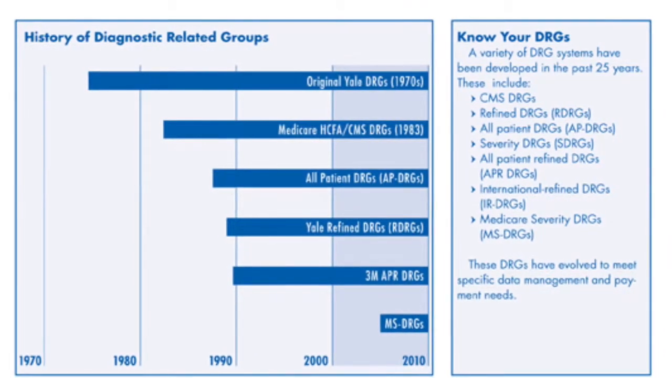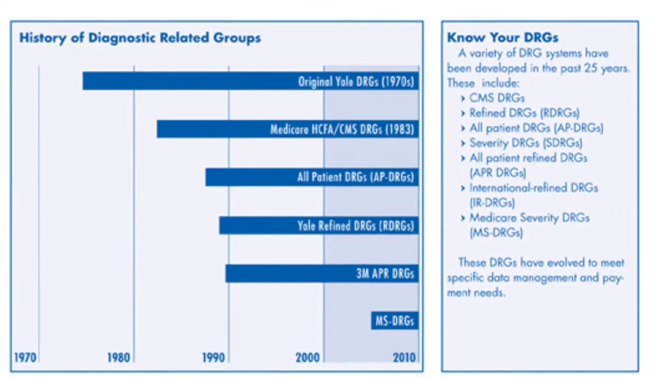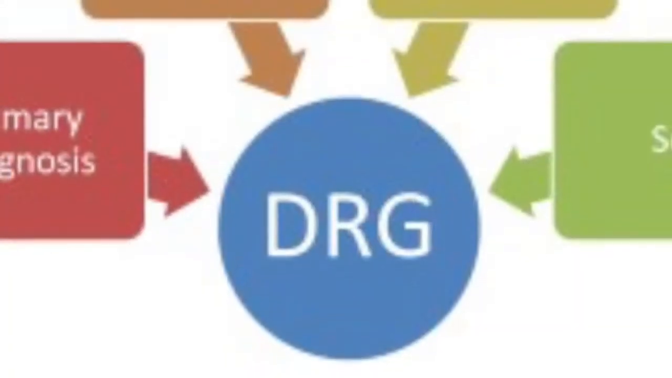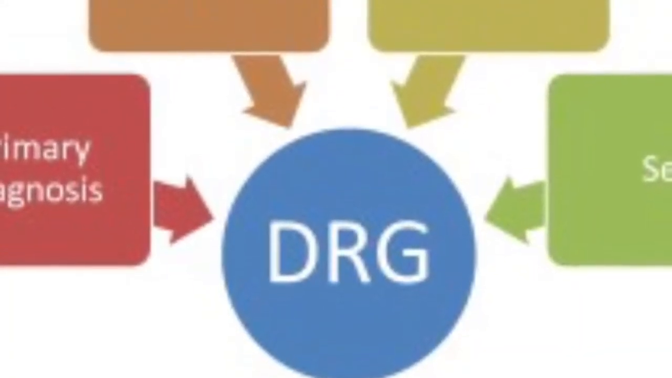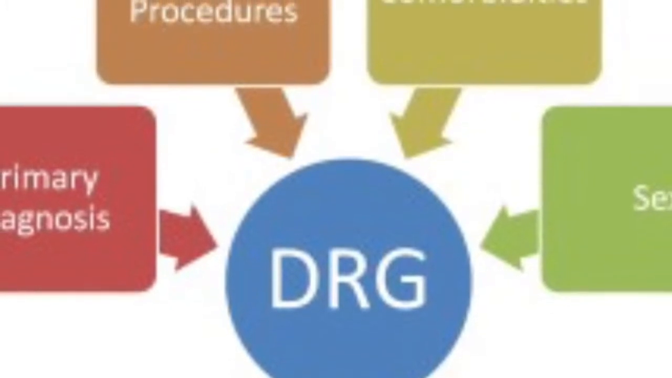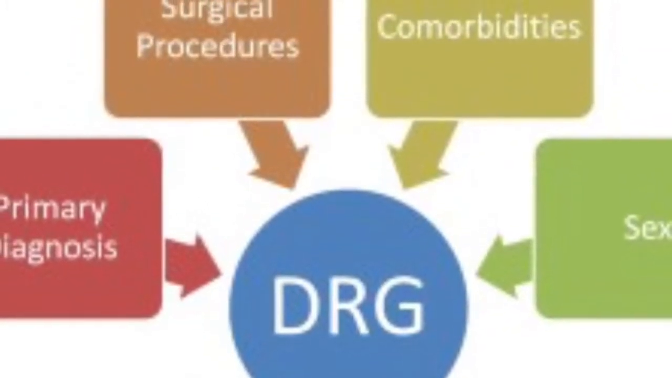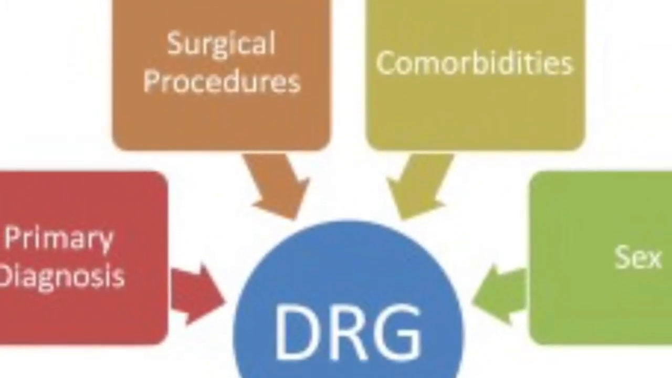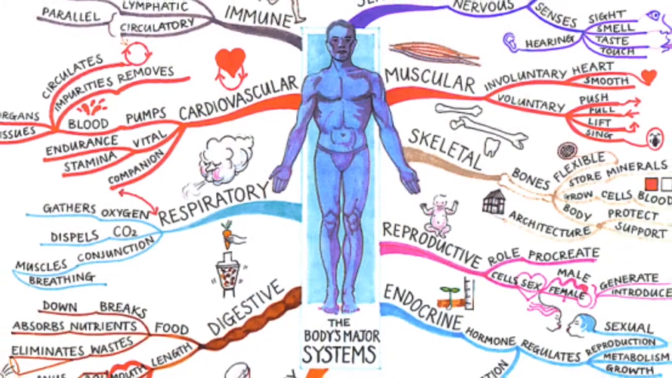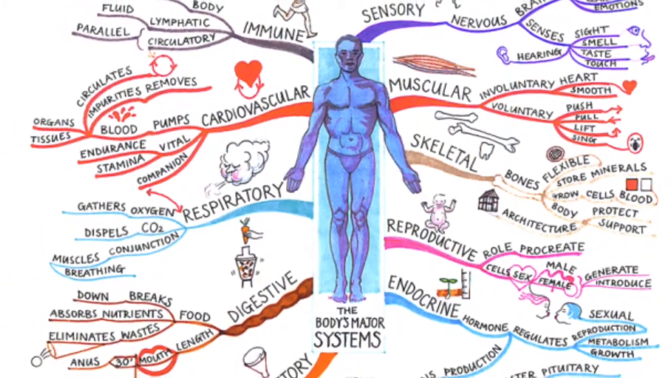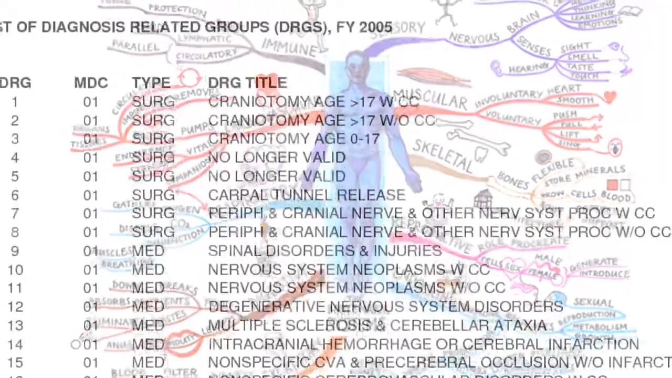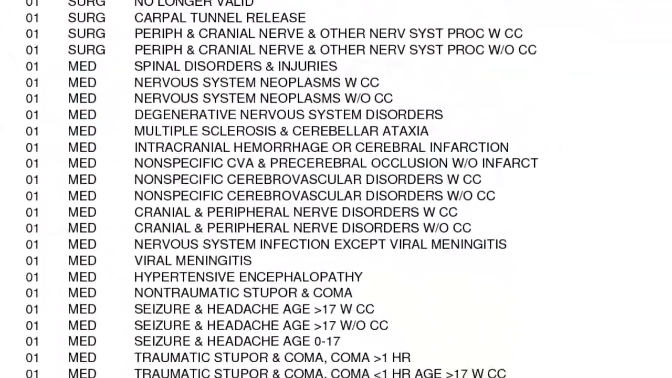A DRG, or Diagnosis Related Group, is a statistical system of classifying any inpatient stay into groups for the purposes of payment. The DRG classification system divides possible diagnoses into more than 20 major body systems and subdivides them into almost 500 groups for the purpose of Medicare reimbursement.